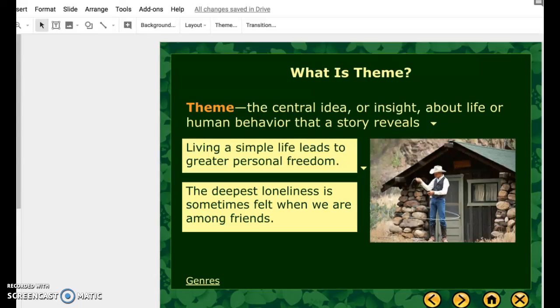Hey everyone, I just wanted to make a quick PowerPoint presentation about what is theme. Theme is what we're going to be working with this week and then a little bit of next week too. So I wanted to touch base with you while you're getting started with it today.